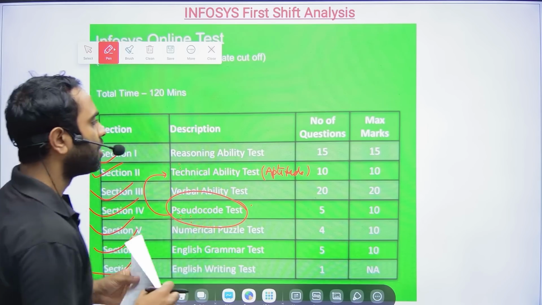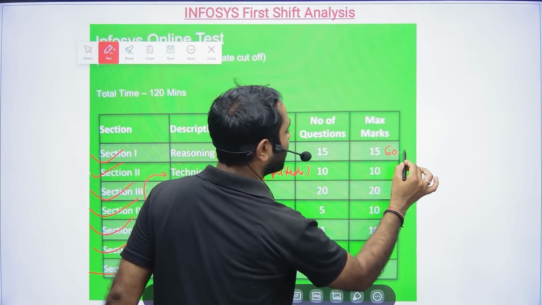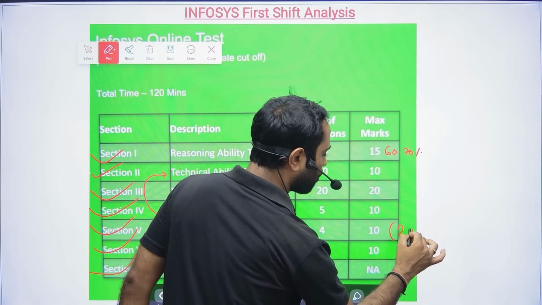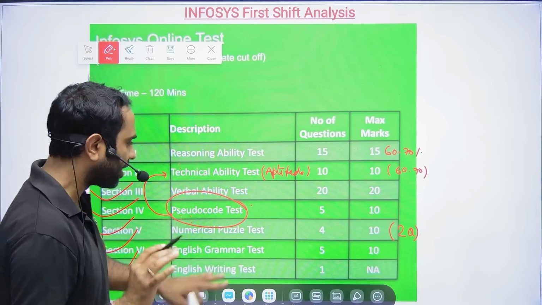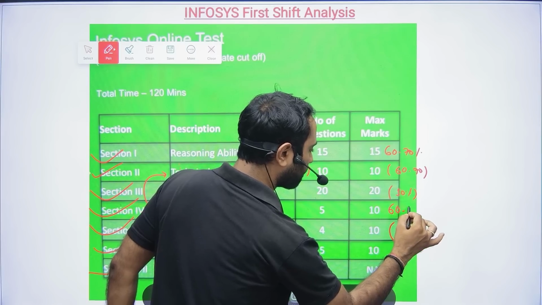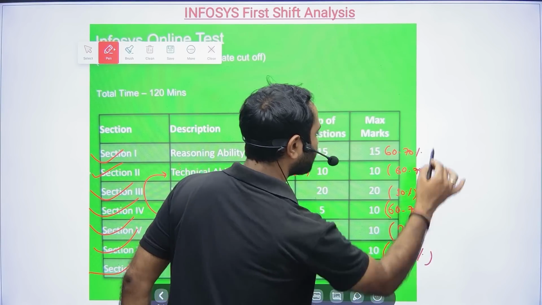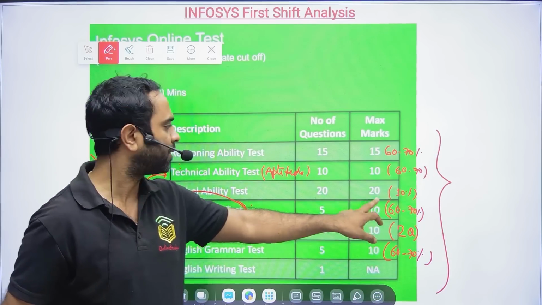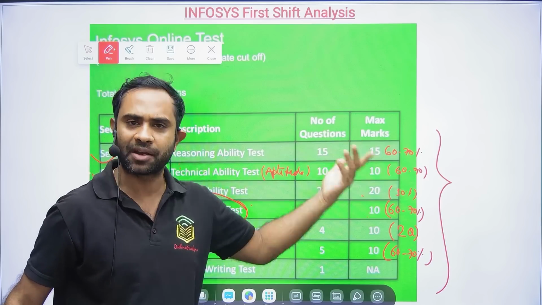Cutoff wise, the cutoff will be 60 to 70% except puzzles. For puzzles, if you have solved 2 questions, that is sufficient. But for other sections, 60 to 70% will be the cutoff. Verbal ability, again, will be less, around 50%, because if the questions are easy, then definitely the cutoffs will go down. If it is 10, then 6 to 7 marks will be the cutoff. If it is 15, then 9 to 10 marks will be the cutoff.